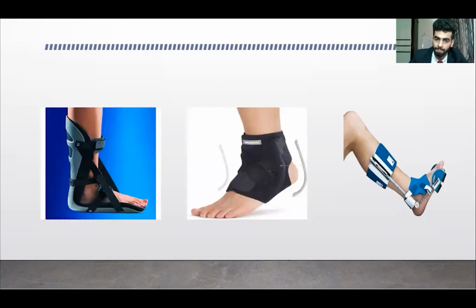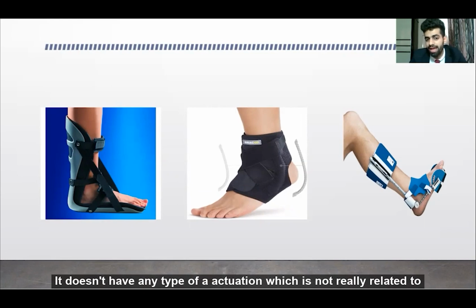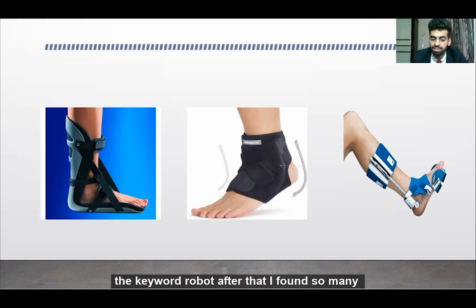These are existing products, and they are used to immobilize the joint. The issue with these products is that they don't have any type of actuation, which is not really related to my topic. Instead, I tried to use a different keyword as I inserted the keyword robot. After I inserted the keyword robot, I found so many results, as I'm going to show in the next few slides.